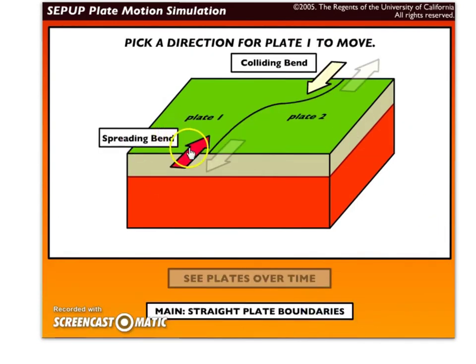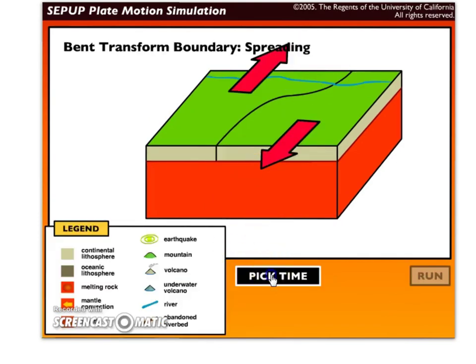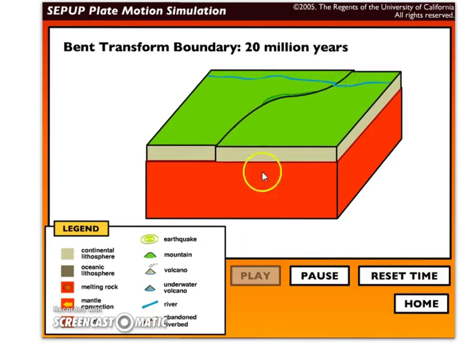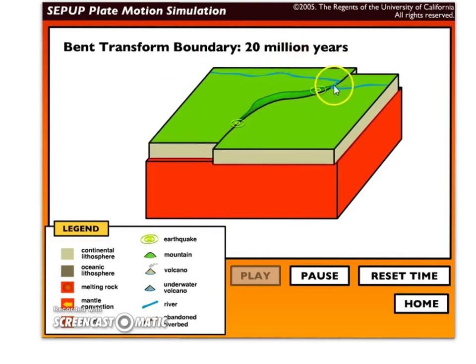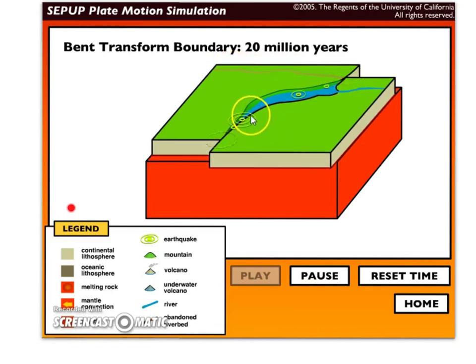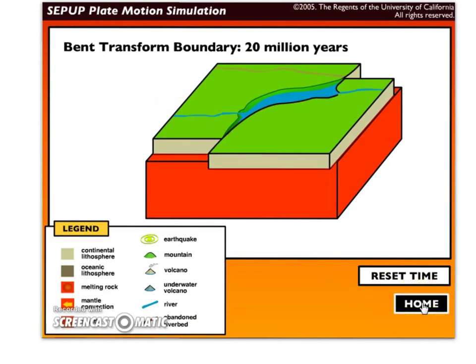And here's one last transform fault boundary that's bent. Notice the plate on the right is moving southward this time, and the plate on the left is moving northward. Notice this gap that's being exposed. Notice what's filling it up. I bet we'll have a discussion about that. Use your legend to identify what geologic features and events are being formed by this transform fault boundary.